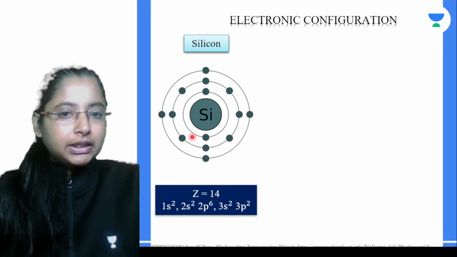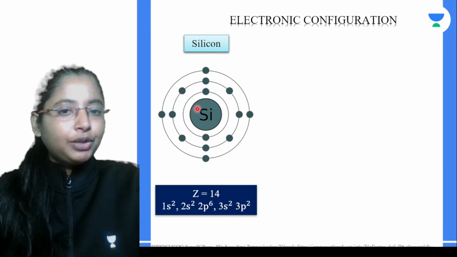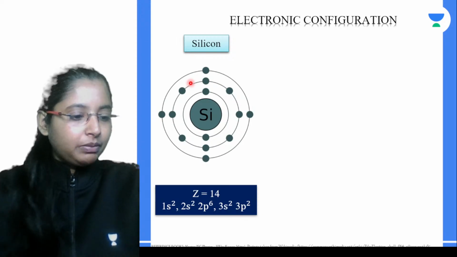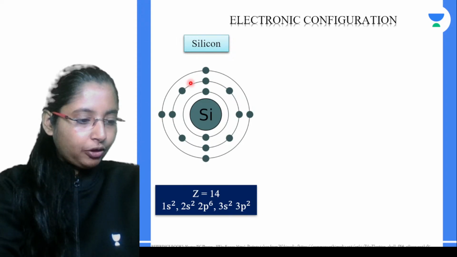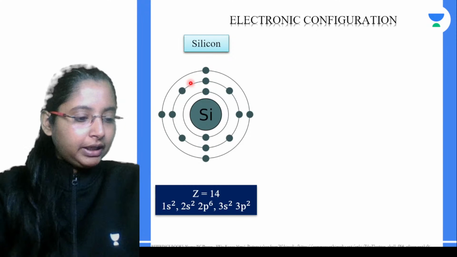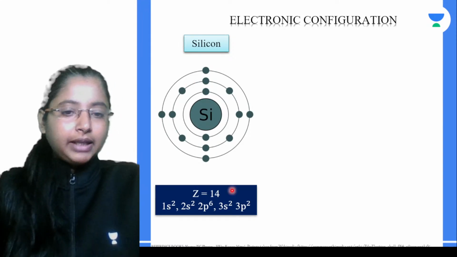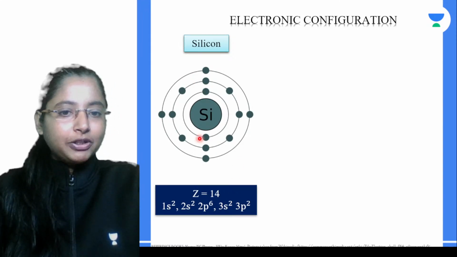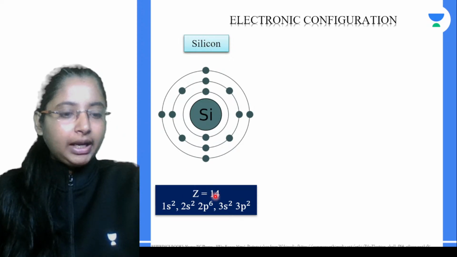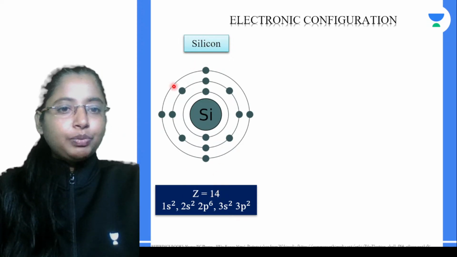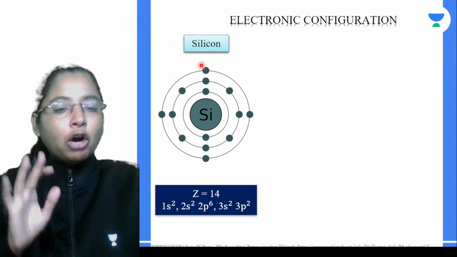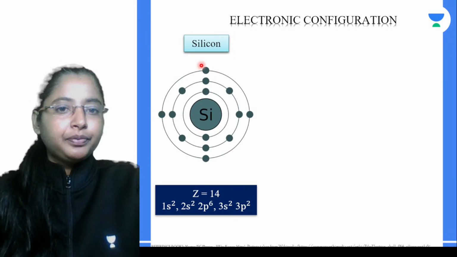First, 1s2, the innermost orbit will have 2 electrons. After that, in the second orbit there will be 8 electrons. Maximum up to 8 electrons can be filled in the second orbit. Then what is the third orbit? This is 8 plus 2, which is 10. Then there are 4 more electrons left, which means 4 electrons are in the outermost orbit of silicon.